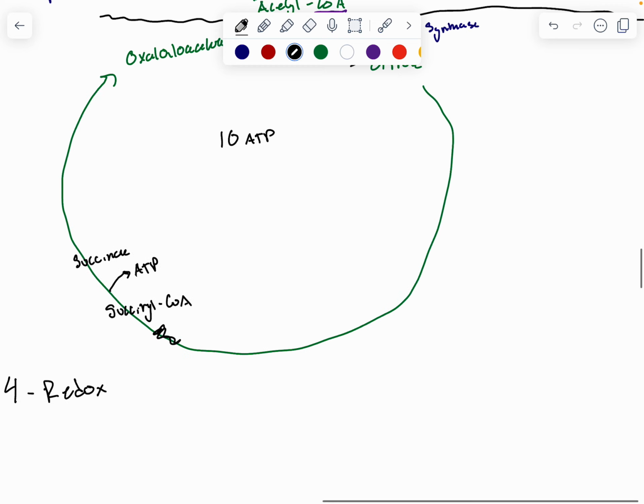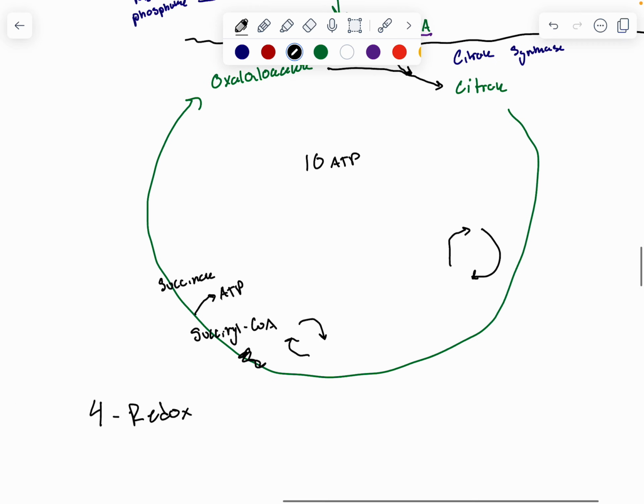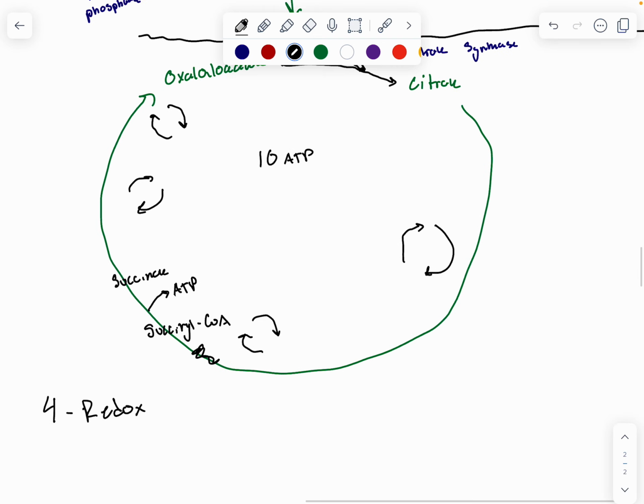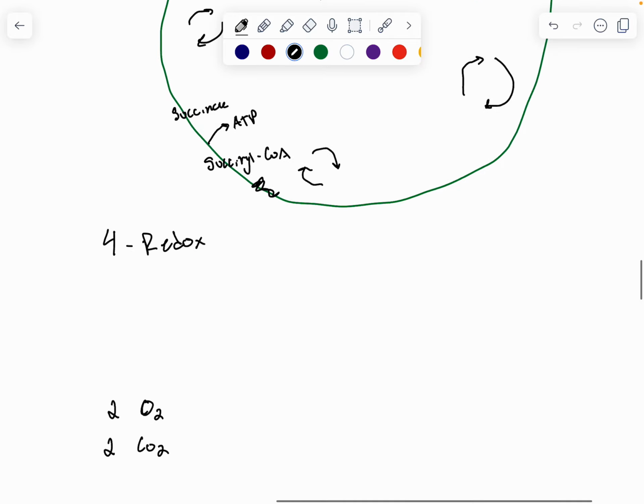But we're also going to have 4 redox reactions. So we're going to have a redox reaction kind of going on over here. We are going to be having another one down here. We're going to be having another one up here. And then we're also going to be having another one in between malate and oxaloacetate right here. And all these redox reactions are consuming oxygen. We're producing H2O, and we're also producing some ATP along the way.